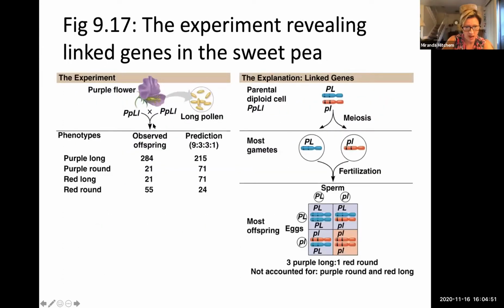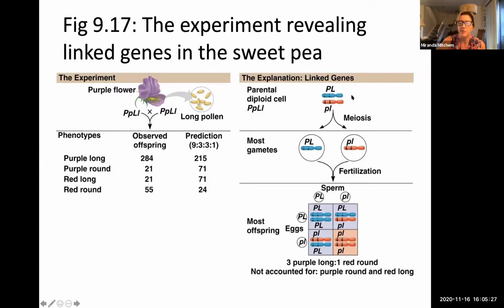Okay, so just to go back to our normal experiment, we've got our purple flower, and now we're looking at purple flower and pollen. So flower color and the shape or length of the pollen. So in this cross, the prediction was 9 to 3 to 3 to 1. And these would be the numbers based on that, but this is not what was seen. Especially look at this red round that should be the lowest. It's higher. So something else is happening here.